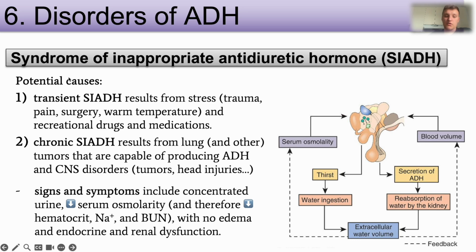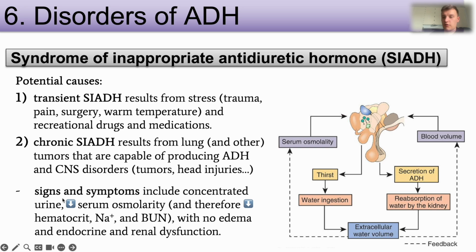What are some potential causes? Transient syndrome of inappropriate ADH results from stress, trauma, pain, surgery, and warm temperature. Recreational drugs and medication also could cause this. Chronic syndrome of inappropriate ADH results from lung and other tumors that are capable of producing ADH, and CNS disorders, also tumors or head injuries.